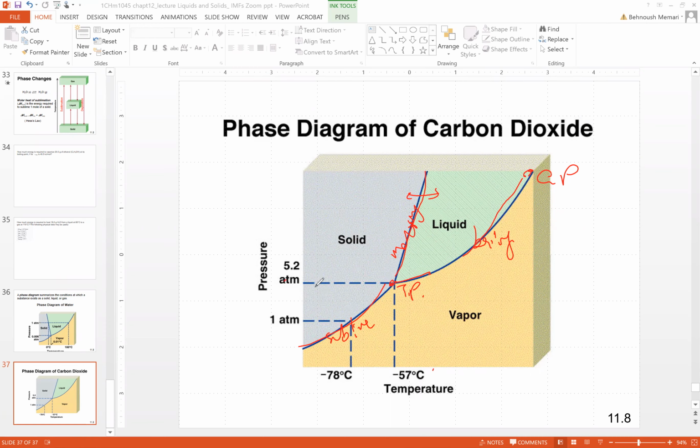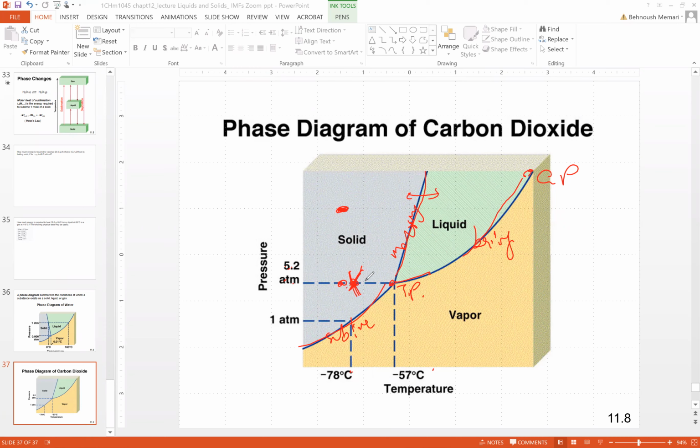Now, if you have a point here, or a point right here, I'm going to call this one. What's the temperature? Temperature is minus 78. But the pressure is 5.2. At 5.2 pressure and minus 78 temperature, CO2 is going to be solid.